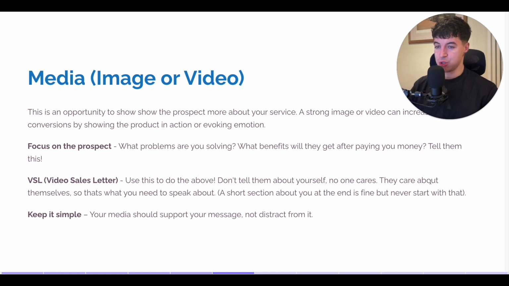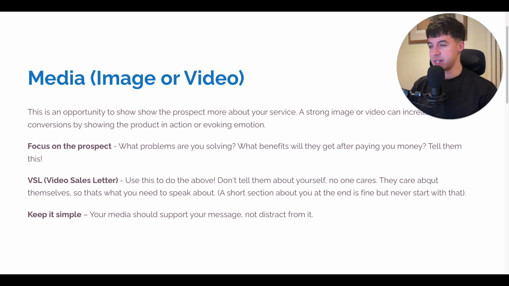So these are the 2 questions that you really truly need to understand. What problems are you solving, and then what benefits will they get after they pay you money? So once you understand what the answers are to those 2 questions, then that is basically your landing page done. I mean, not completely, but in terms of headline, imagery, videos, and copy, those are the 2 main things that you just need to talk about the whole time.